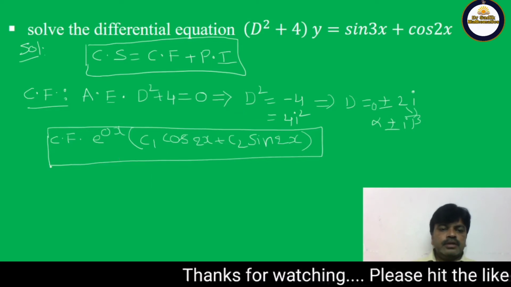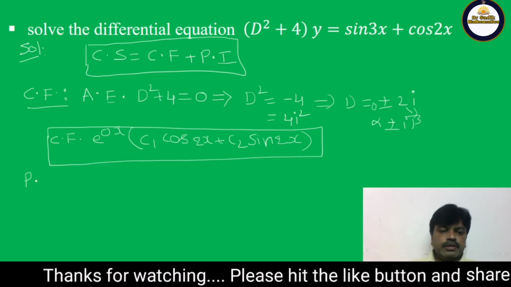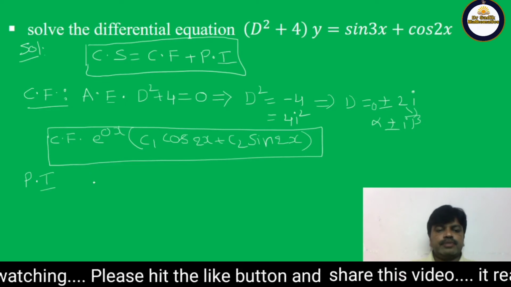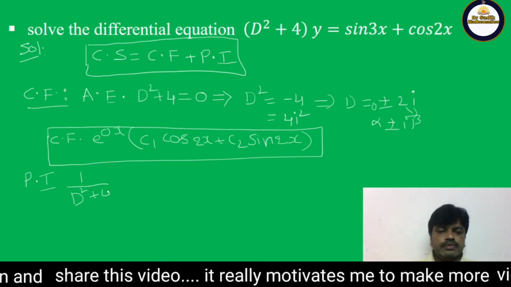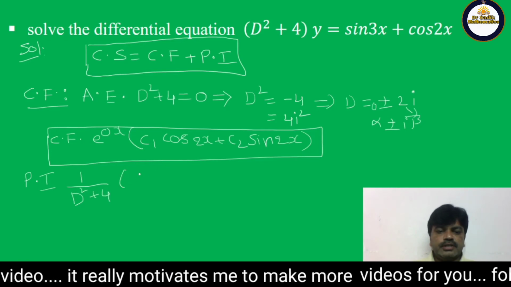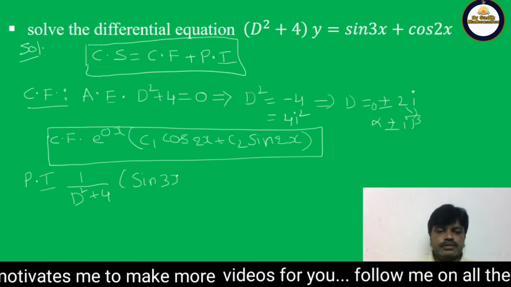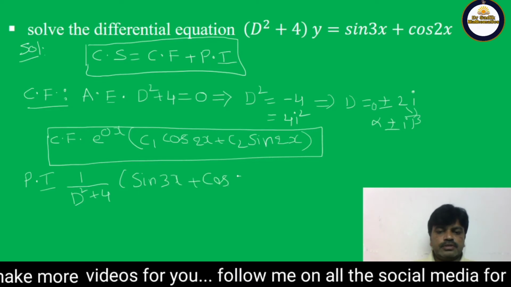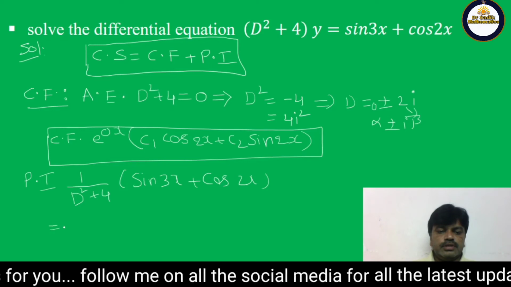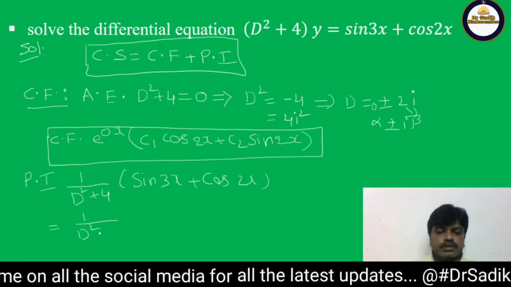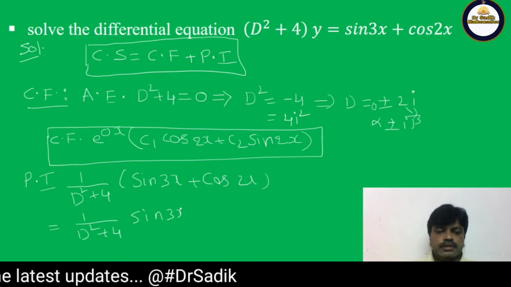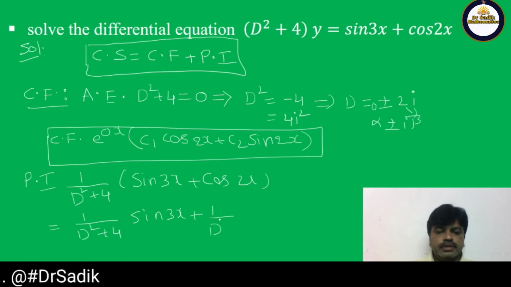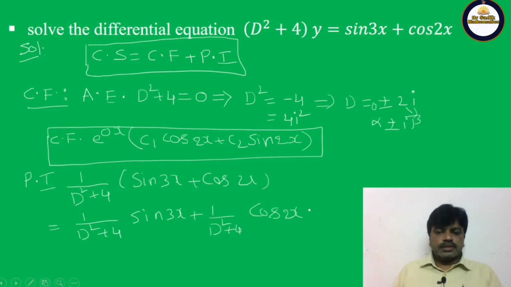Right. Now particular integral, 1 by D square plus 4 into what is the function here? Sin 3x plus cos 2x, friends. So that is equal to 1 by D square plus 4 into sin 3x plus 1 by D square plus 4 into cos 2x.